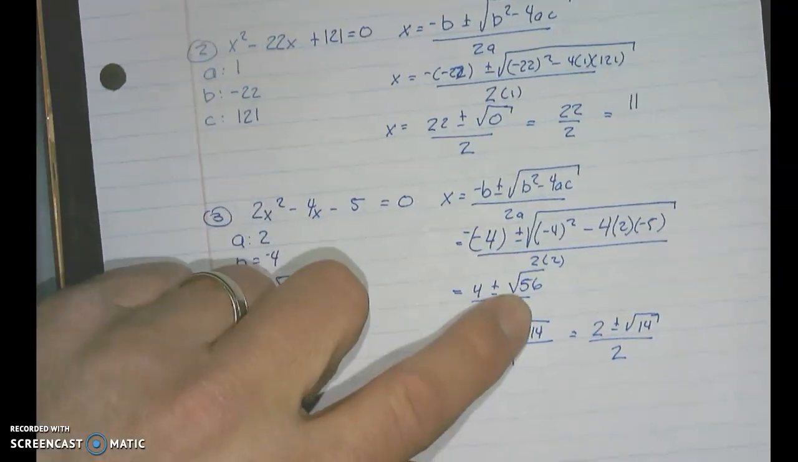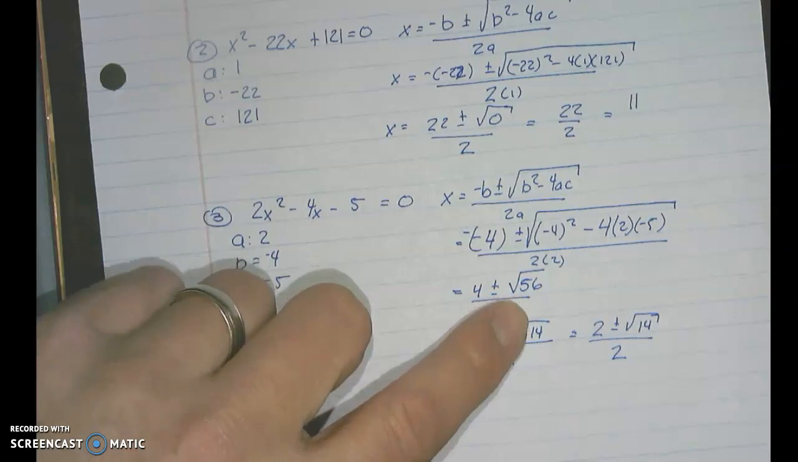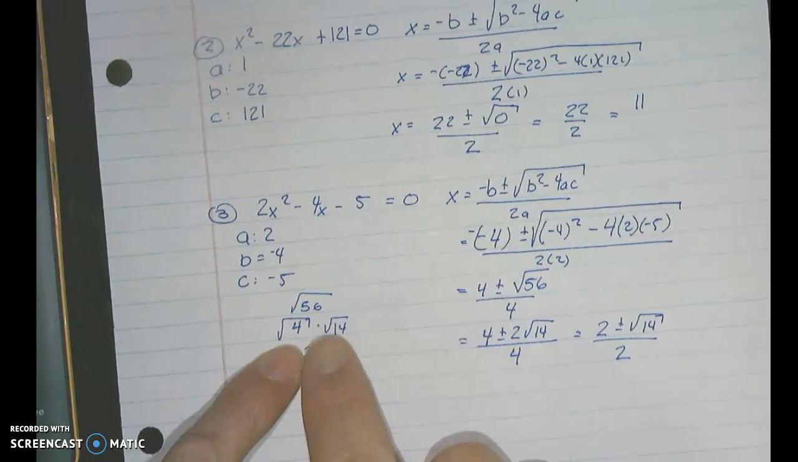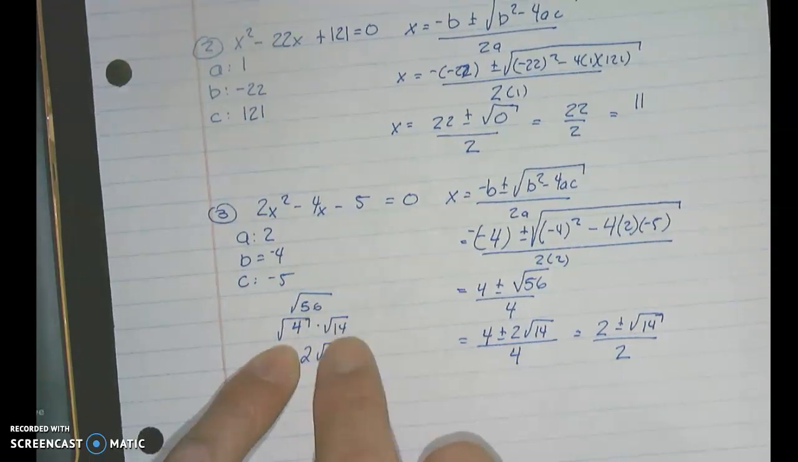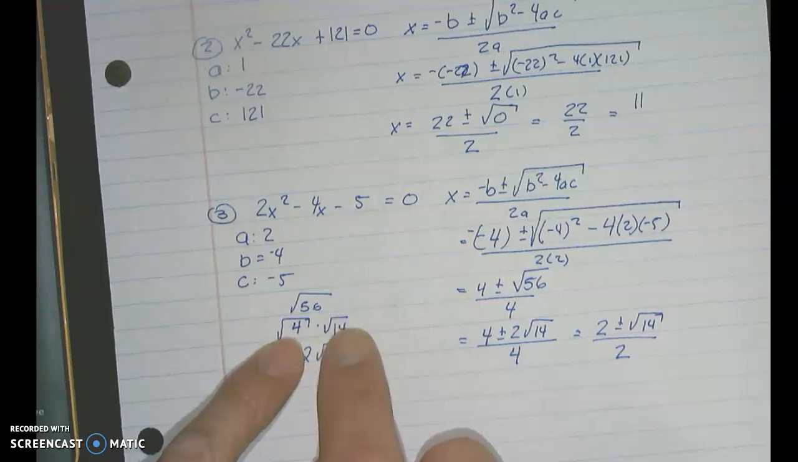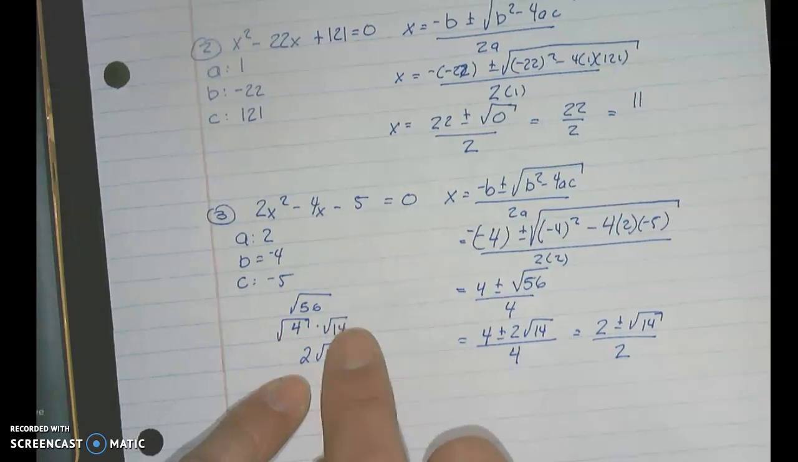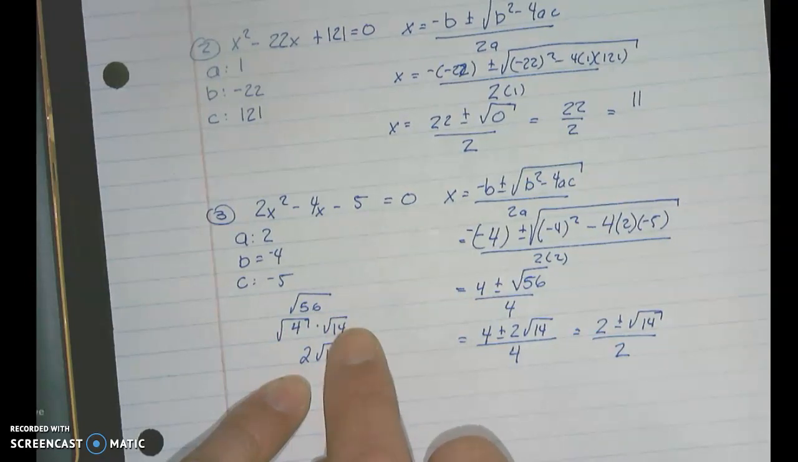So I got the square root of 56, all right? That's not a perfect square. So I come over to here and I did a little side work so you can see it. I know that 56 is 4 times 14. So then I take the square root of both of those, right? Square root of 4 is 2, and 14 still doesn't simplify down. So my answer is going to be 2 square roots of 14.